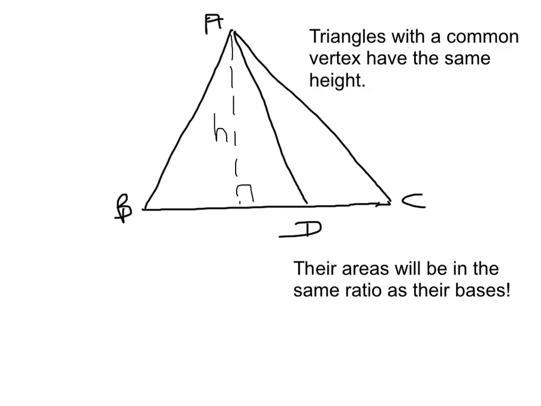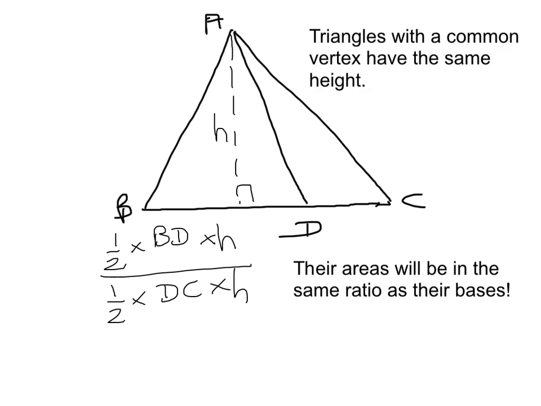Again, their areas will be in the same ratio as their bases. And we can see that. I'll do the ratio as a fraction this time. Triangle ABD has an area of a half times BD times H, whereas triangle ADC has an area of a half times DC times H. Obviously your halves cancel, your H's cancel, and hence their areas are in the same ratio as their bases. Both of these two statements are going to be used in the actual proof.